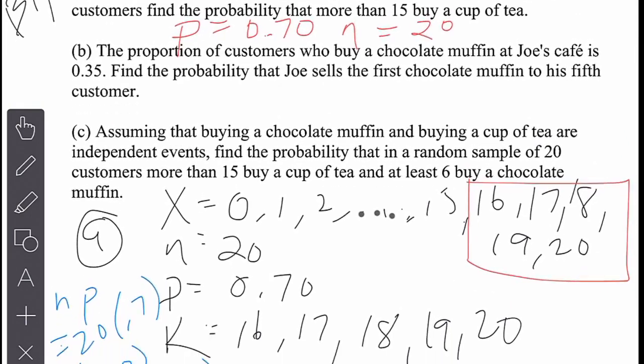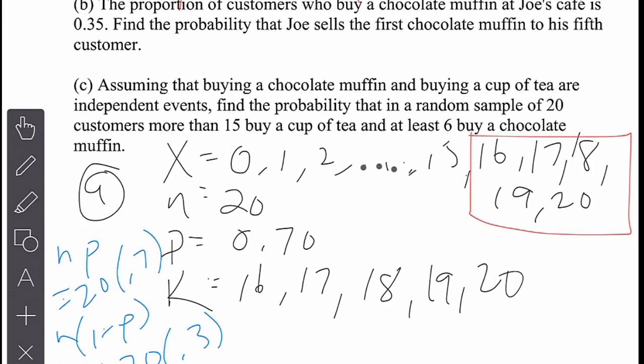The next one: the proportion of customers who buy a chocolate muffin at Joe's Cafe is 35%. So this is a new probability. Find the probability that Joe sells the first chocolate muffin to his 5th customer. Okay, so you have to translate that problem into the techniques that we've learned. So let's do the second problem. Let me erase what I've just done so I don't have to scroll down too much.